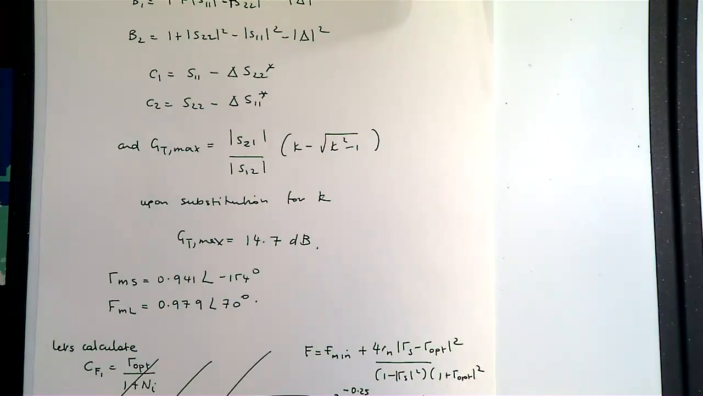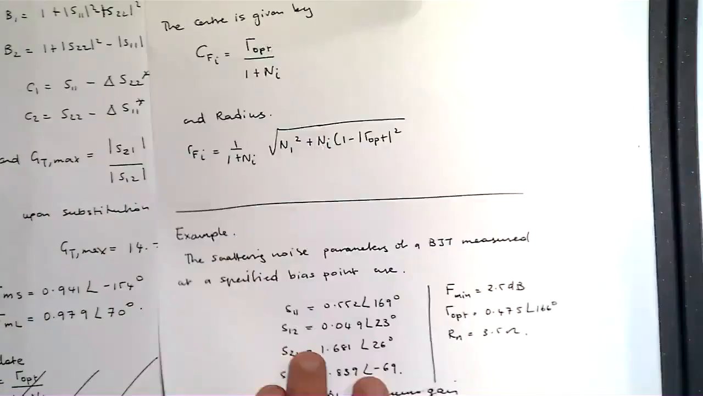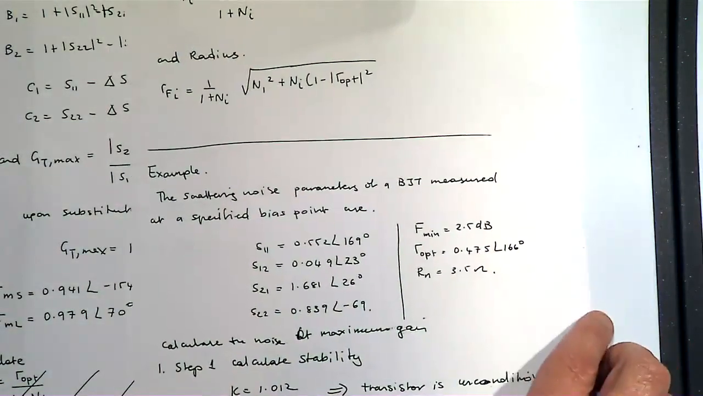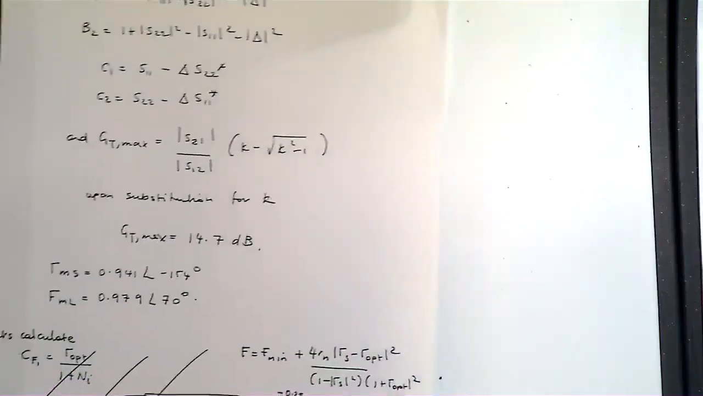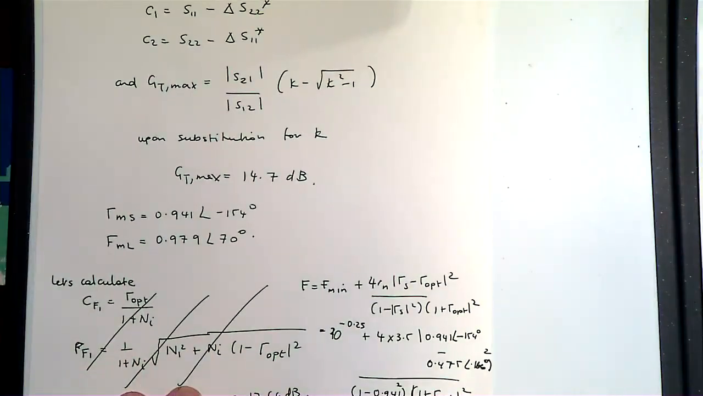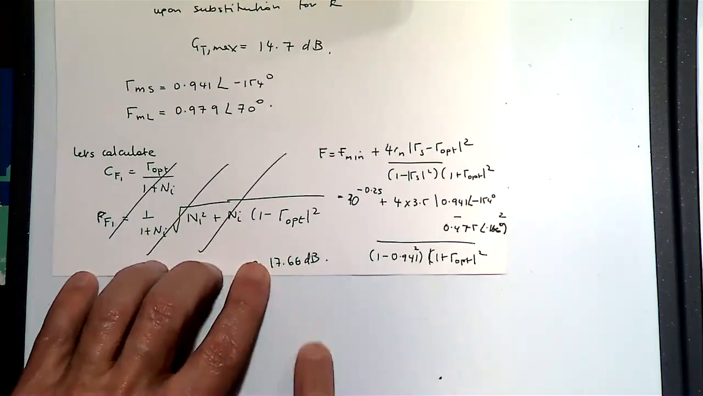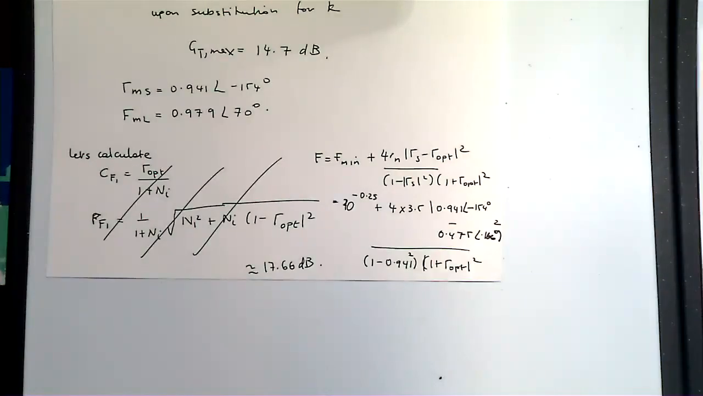And once you go through all this, what you find is that this particular transistor, once you match it for maximum gain, you get a whopping 17.66 dB of noise. Or, sorry, its noise figure is 17.66 dB. So its optimal value of noise figure was 2.5. If we were trying to get the absolute maximum gain, what we find is the noise figure is 17.6 dB. All right? Not ideal.